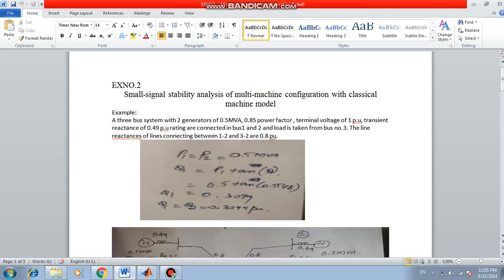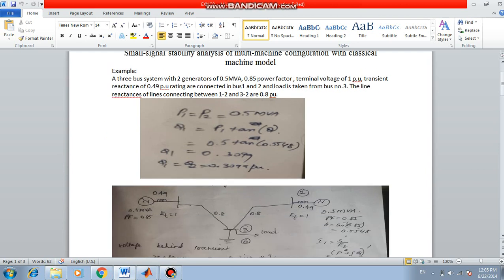Now we are going to see experiment number 2, small signal stability analysis of multi-machine configuration with the classical model. For that I have taken an example system. It is a 3-bus system. It has 2 generators. The ratings are given in the problem, and the third bus is a load bus. So these are the data.